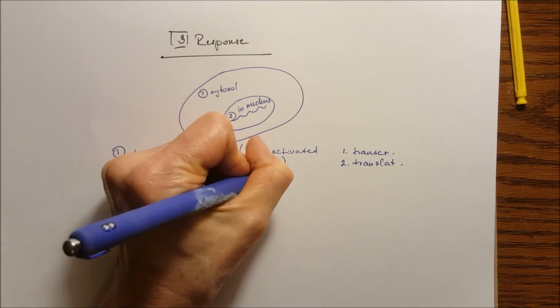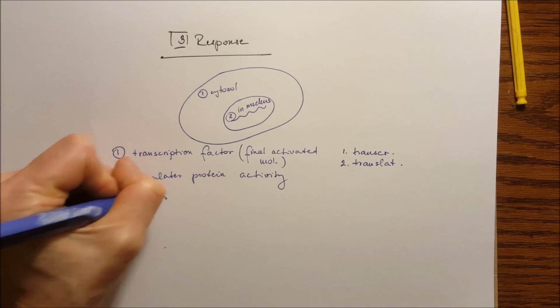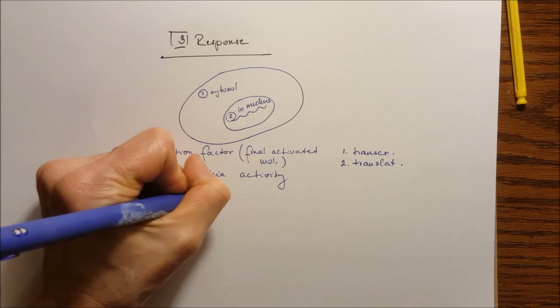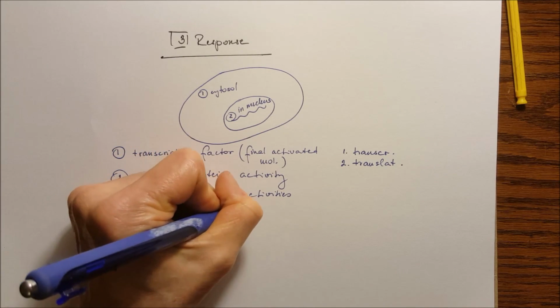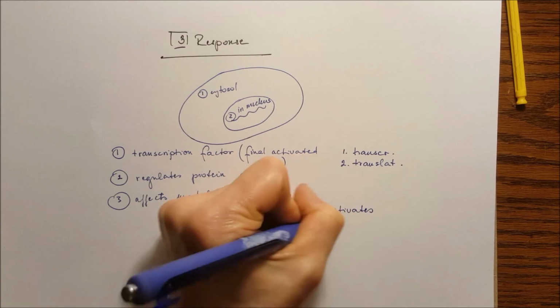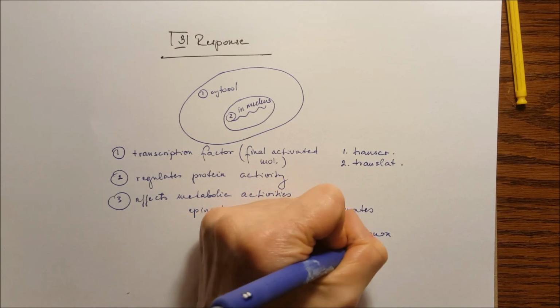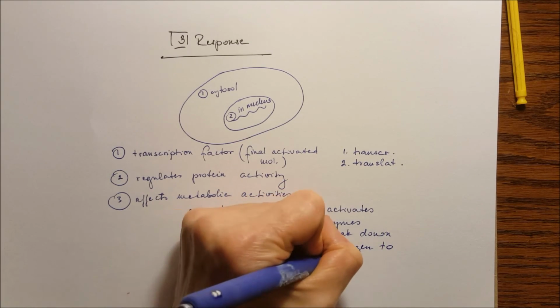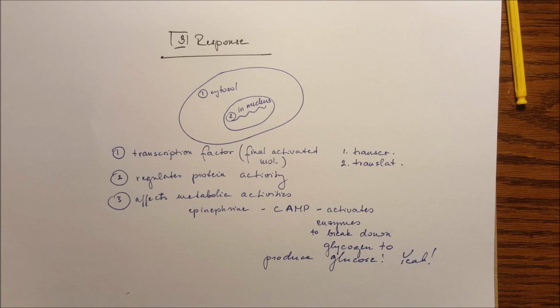And also it regulates protein activity, how the protein is going to be active or non-active, and also affects metabolic activities like the epinephrine through cyclic AMP, activates enzymes that would break down glycogen to glucose. And this is really good because you will have energy right away.